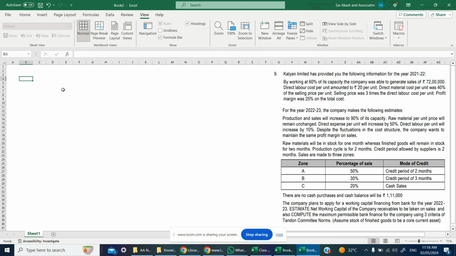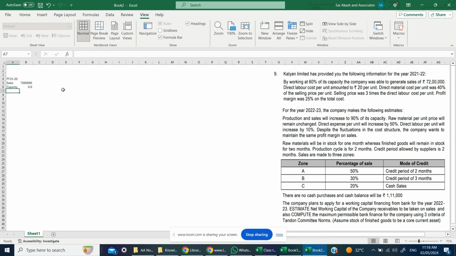Kalyan Limited has provided you the following information for FY 21-22. Along with reading the question, I will start to jot down all the points. By working at 60% of its capacity, the company was able to generate sales of 72 lakhs. So sales revenue is 72 lakhs, but it was at a capacity of 60%.